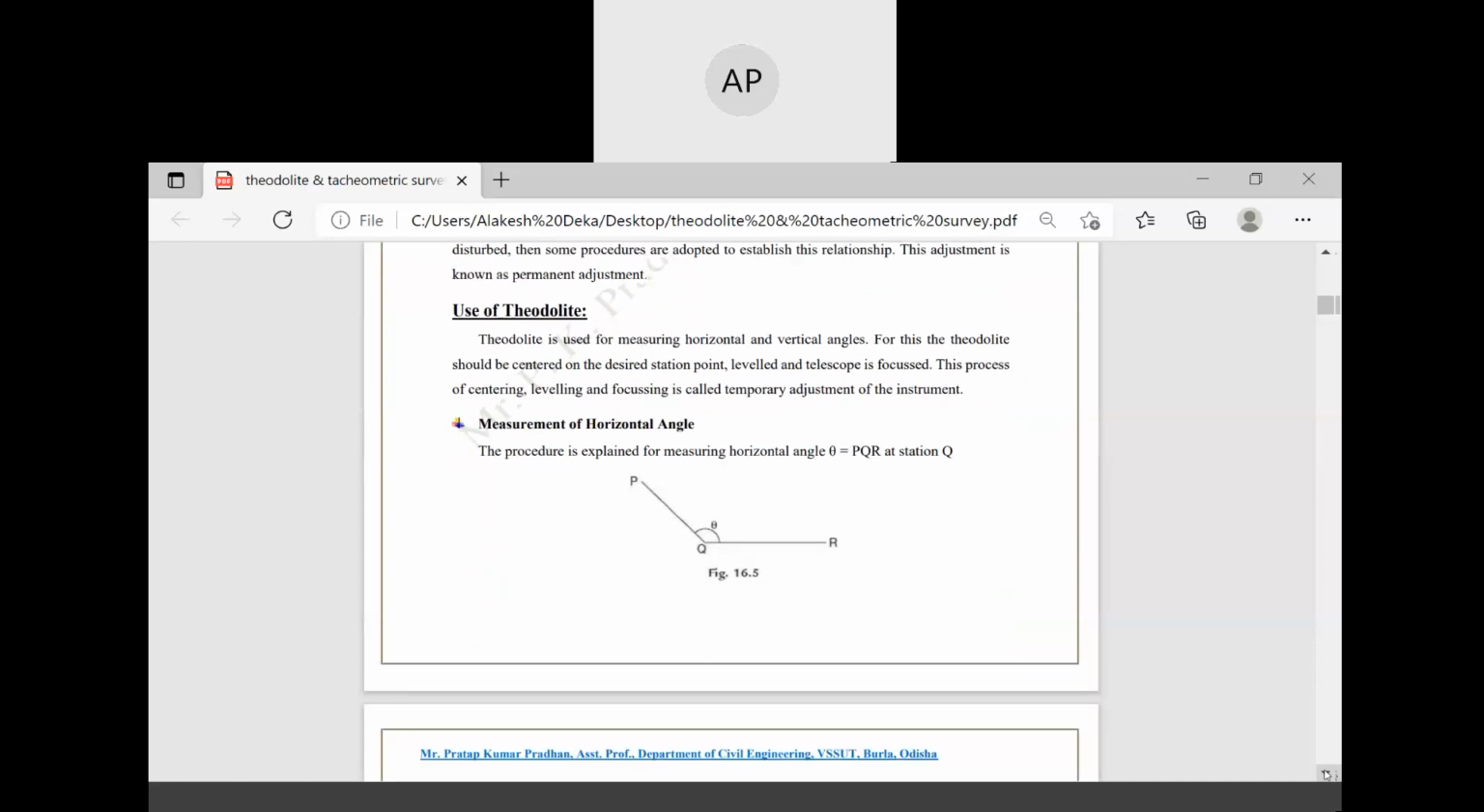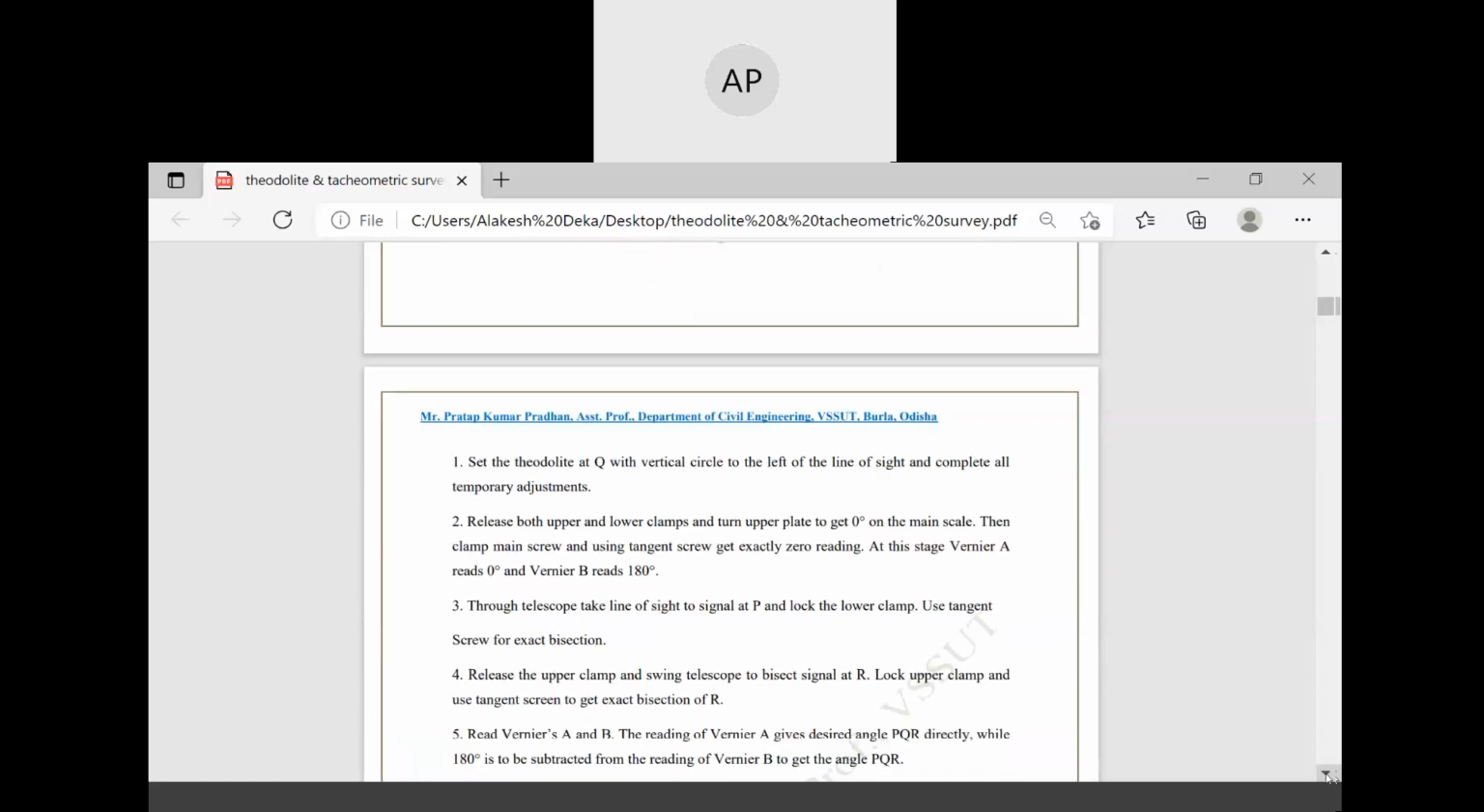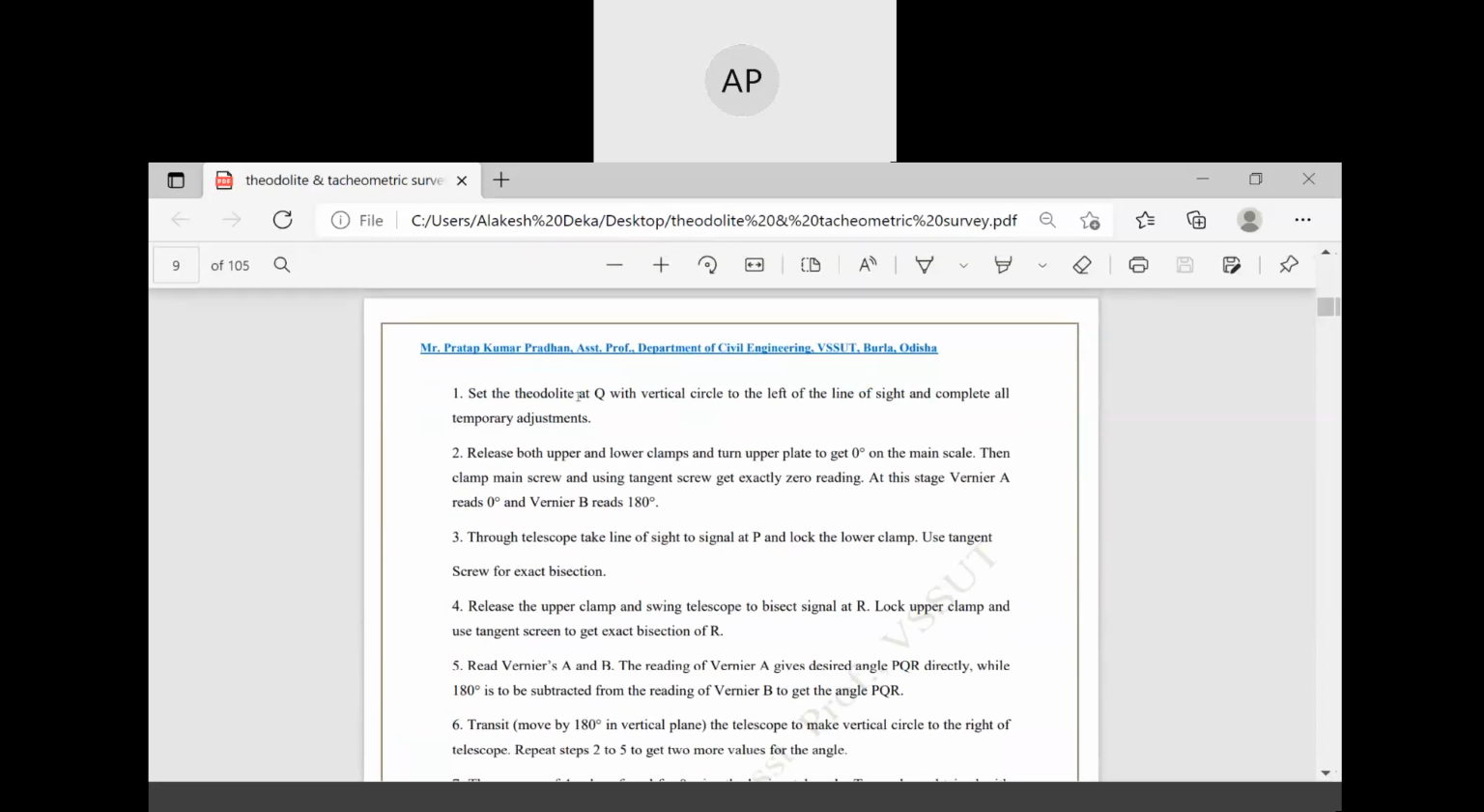Next, uses of theodolite. Theodolite is used for measuring horizontal angle. The procedure is given here. PQR is the angle, PQR at station Q. The process of centering, leveling, and focusing are called temporary adjustment. So, how to measure? Set the theodolite at Q point with the vertical circle to the left of the line of sight and complete all the temporary adjustments.